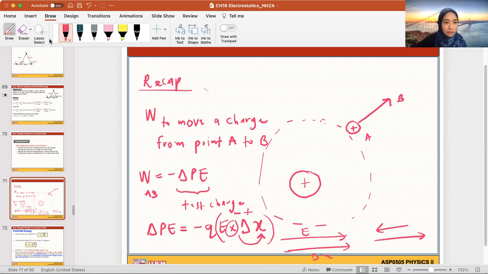Okay, so what is important to use this equation is that your E and your delta x must be parallel. This equation will not hold if they are not parallel. So you need to use another equation if your E is not parallel to your delta x. Okay, so there is another equation. If you guys have forgotten, hope you guys have not forgotten because you just learned it.